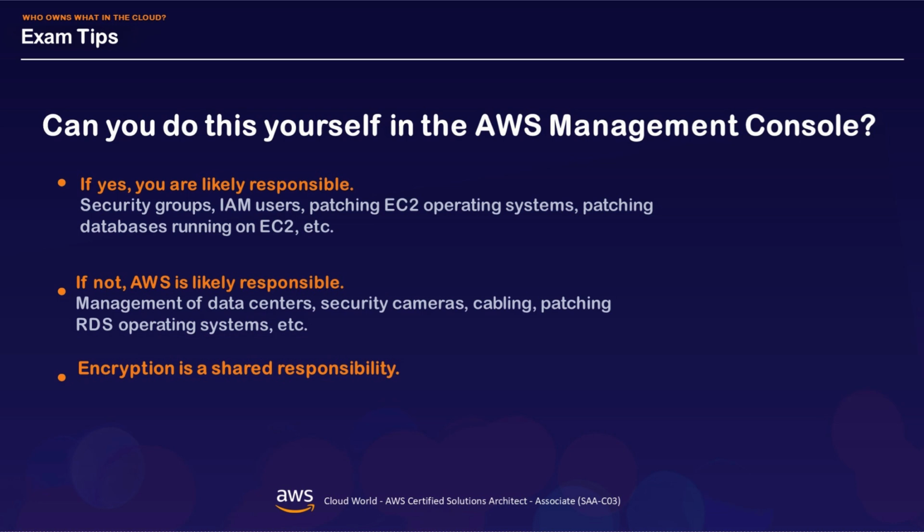But essentially, you're responsible for the things that you can control. If you can't control it, then AWS is most likely responsible. So you can't control how AWS manages their data centers. You can't control what security cameras are turned on. You can't control the cabling that they've put into their data centers, or the patching of their database servers or their operating systems, etc. The security patching of that. You can't control that. So if you can't control that, then most likely AWS is responsible.